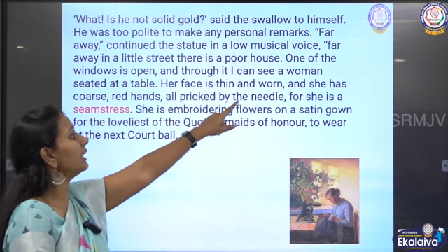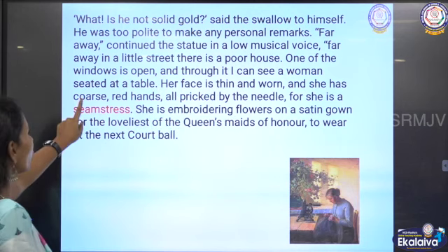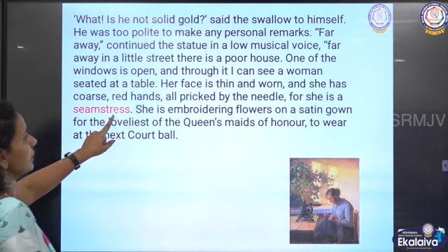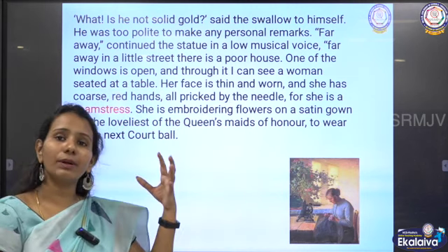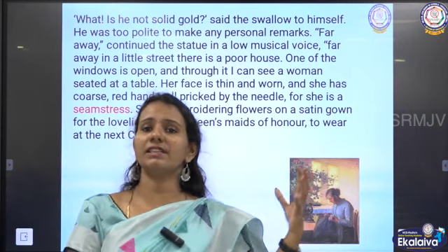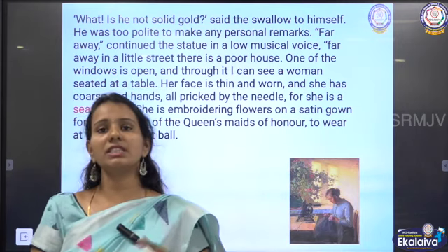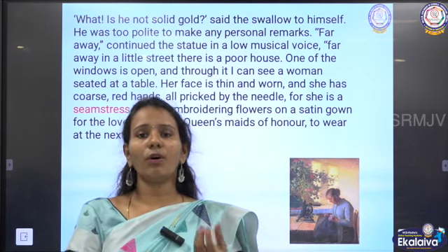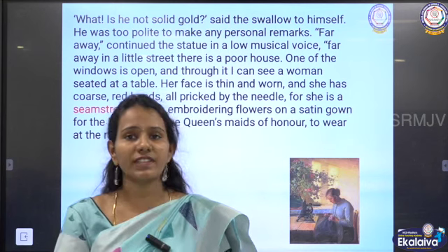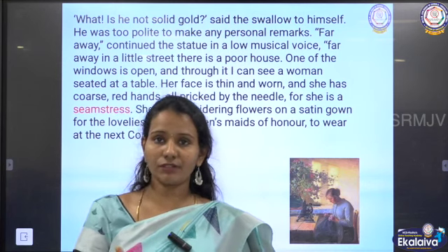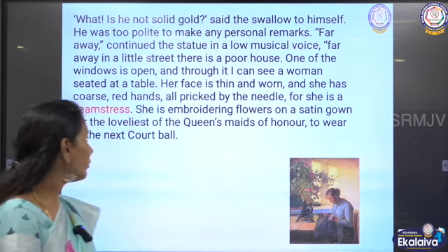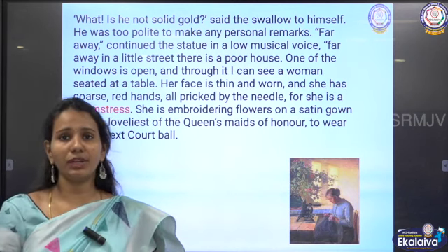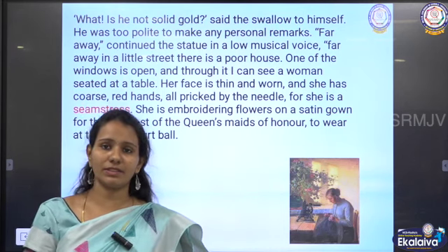Her face is thin and worn, and she has coarse red hands, all pricked by needle, for she is a seamstress. So from the height he is able to see a woman. She is seated at her table, and all her hands have become coarse and rough. Coarse means rough, children. It has become rough, red, and it has been pricked by needles, because she was a seamstress.